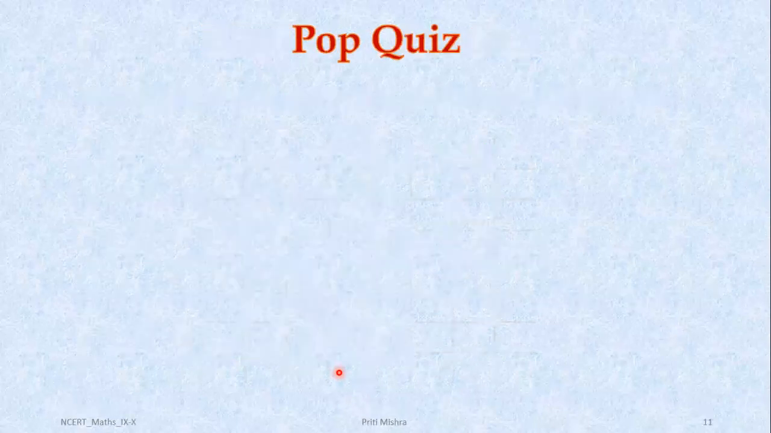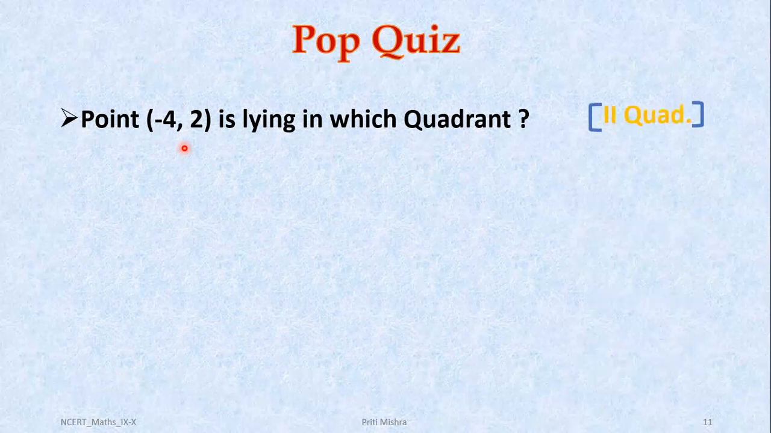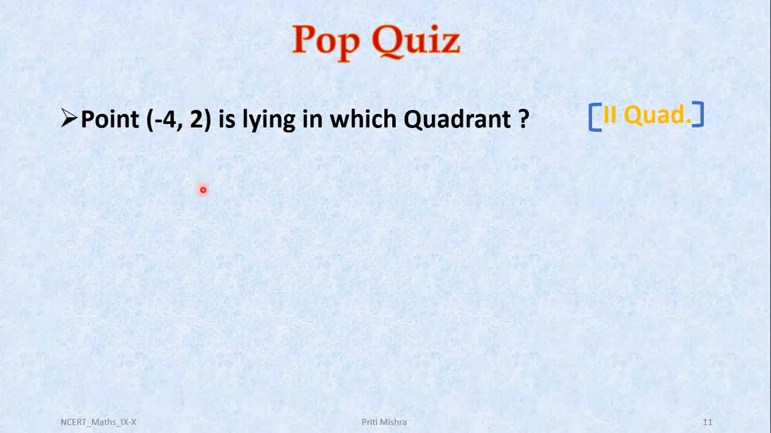Now let's get ready for the pop quiz. So the first question is, point (-4, 2) is lying in which quadrant? Yes, find out. (-4, 2) will lie in which quadrant? So you have to consider only the sign convention here. So the answer is, in the second quadrant it will lie, because signs are minus and plus. X remains negative in the second quadrant and y remains positive there.